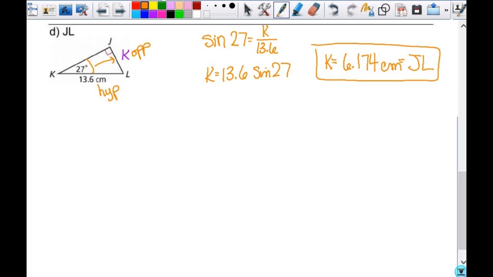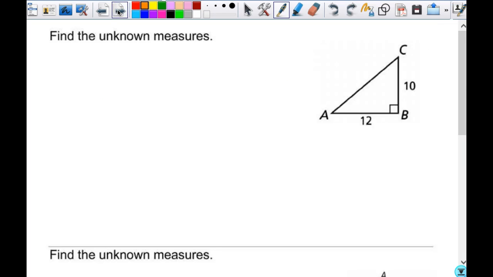All right. So this says find the unknown measures. So we got to find everything we don't know. I don't know the angle measures, and I don't know this side right here. What variable would I put on this side? B, right? Because it's across from the capital B.